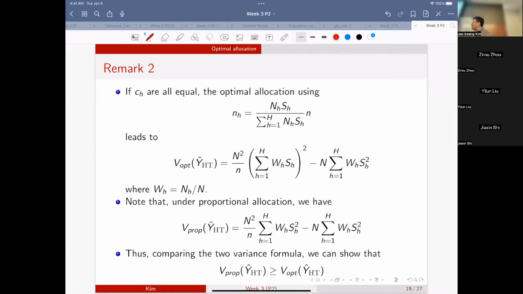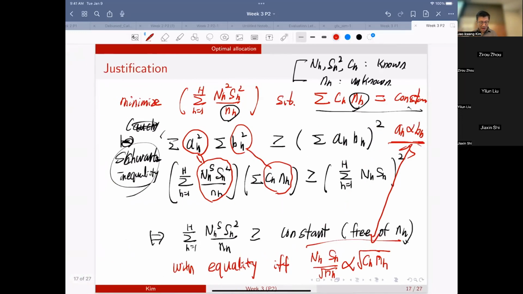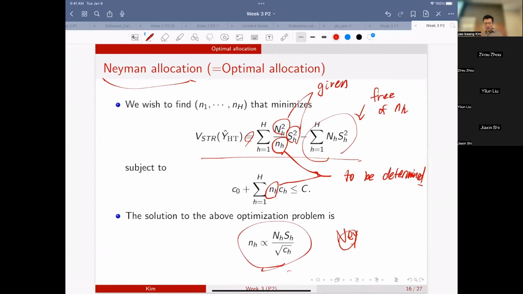And secondly, if you compare, so you have a proportional allocation and Neyman allocation, which one will have a smaller variance? Well, in some sense, by definition, right? Because we already optimized, we already try to minimize the variance.